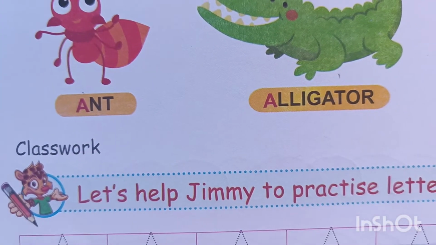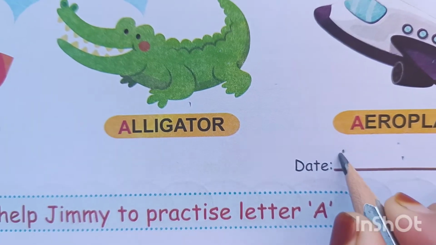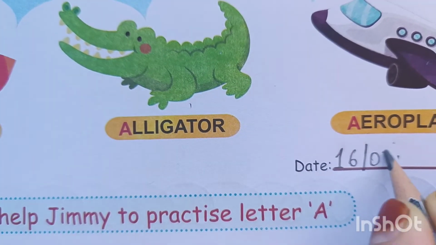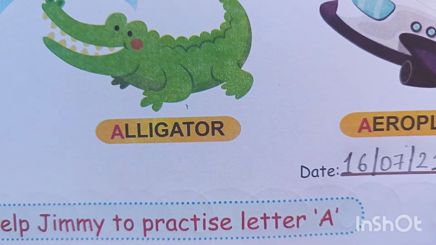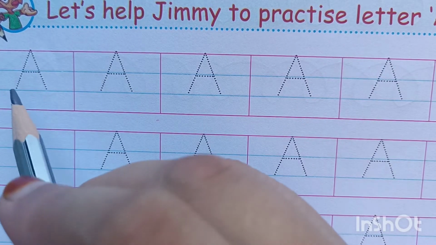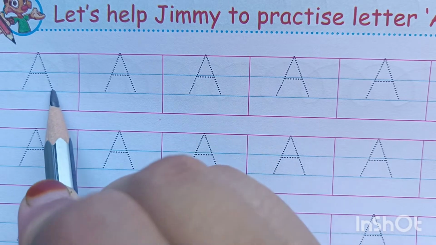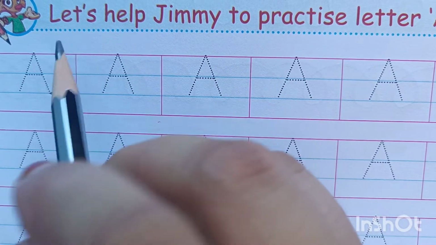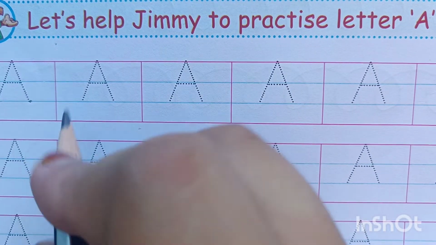Now this is the classwork that I am going to practice with you. Here you will write date 16th July 2021. Now children, here dots are already there. So you will trace. Now let's help Jimmy to trace letter A.